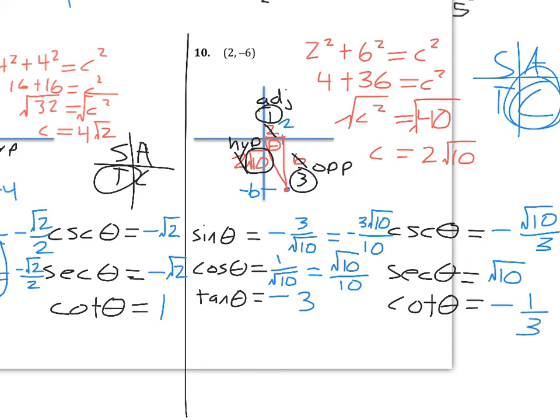So the key thing to remember is think about what quadrant you're in, and that'll tell you which of these are positive and which are negative. Alright, that's it for this lesson.